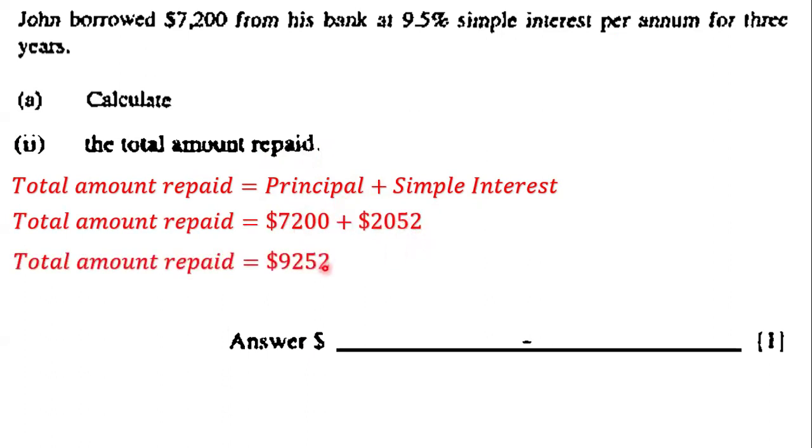And when we add them, we get 9,252. And so that means that the total amount repaid is going to be 9,252. That's the total amount repaid.